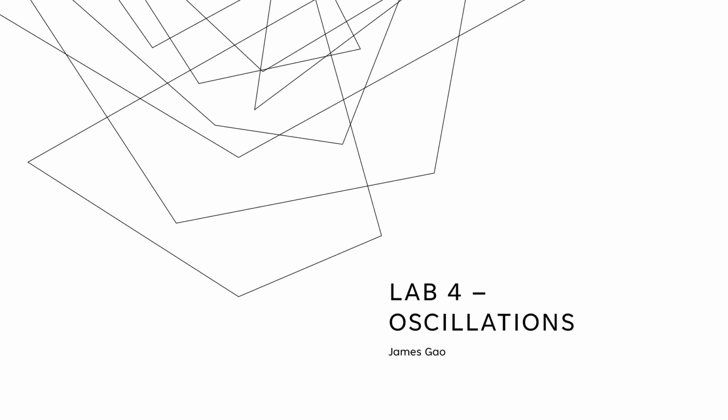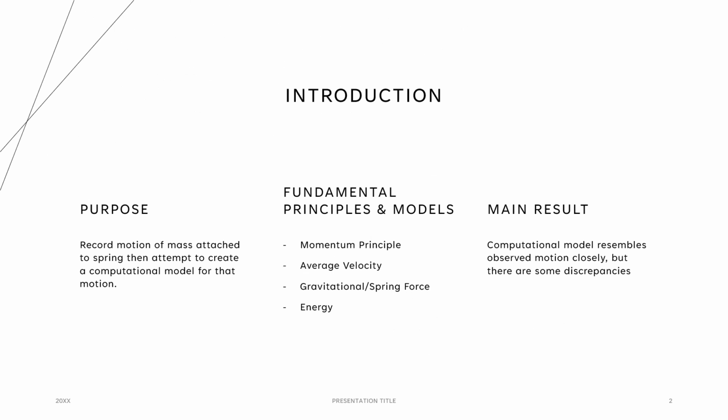Hi guys, today we're going to be going over lab 4 oscillations. So the purpose of this lab was basically to record the motion of a mass attached to a spring and then attempt to model that motion by creating a computational model. And then for this lab I applied the momentum principle, the definition of average velocity, and then the formulas for the various gravitational and spring forces as well as their respective energies.